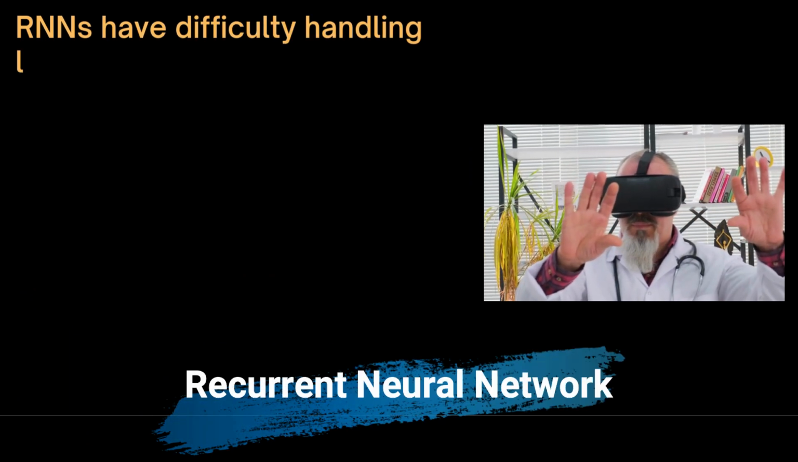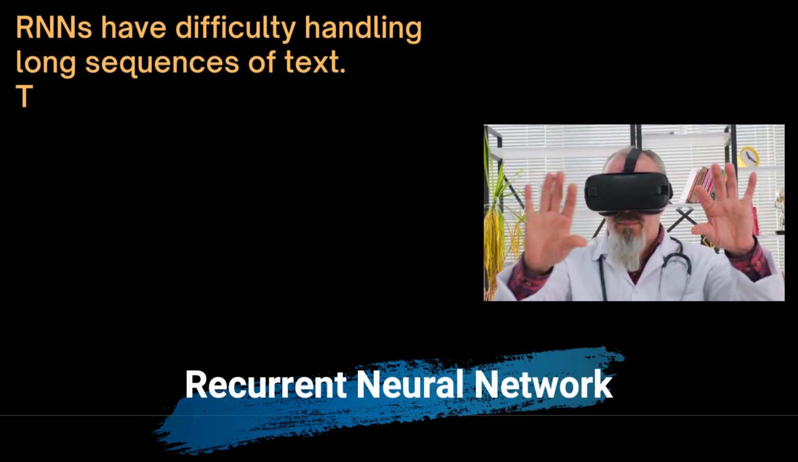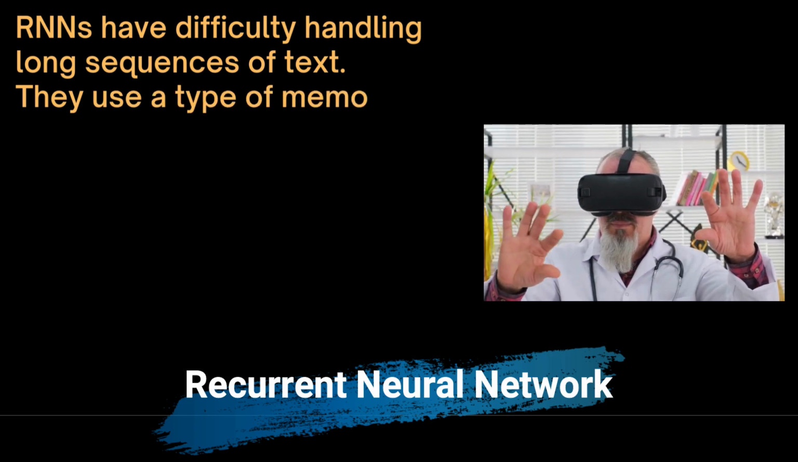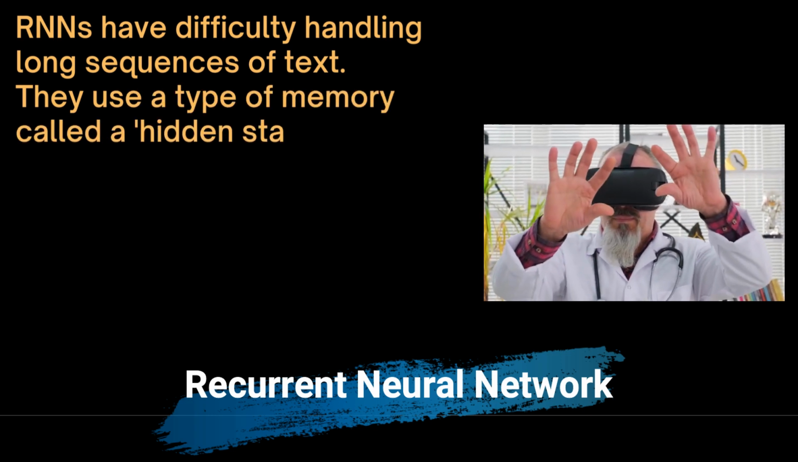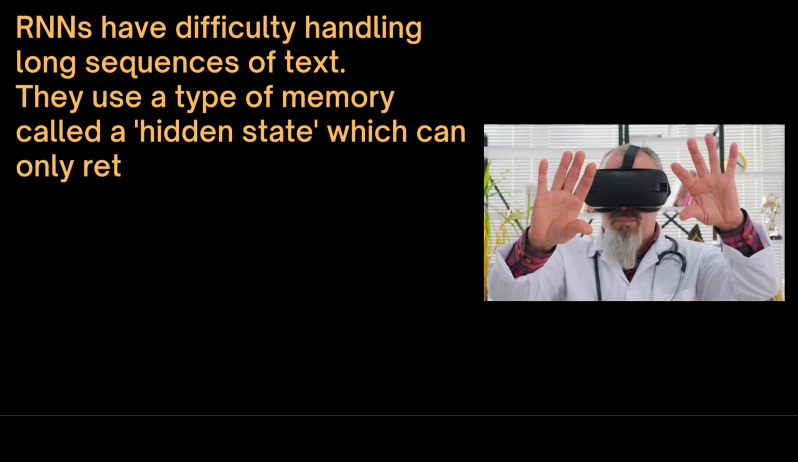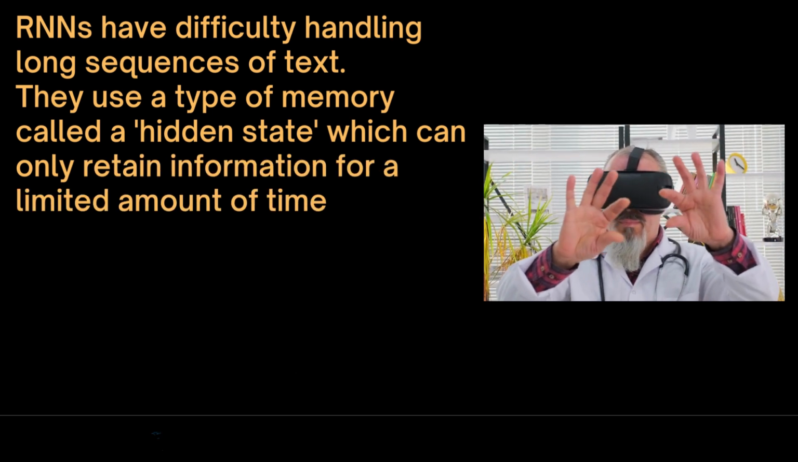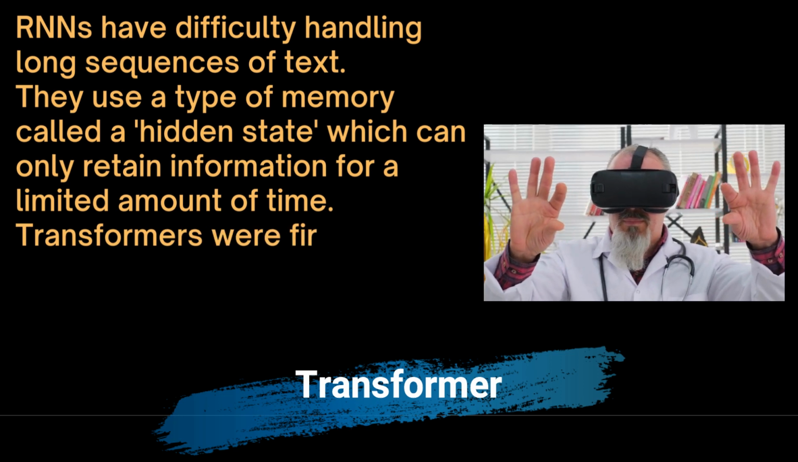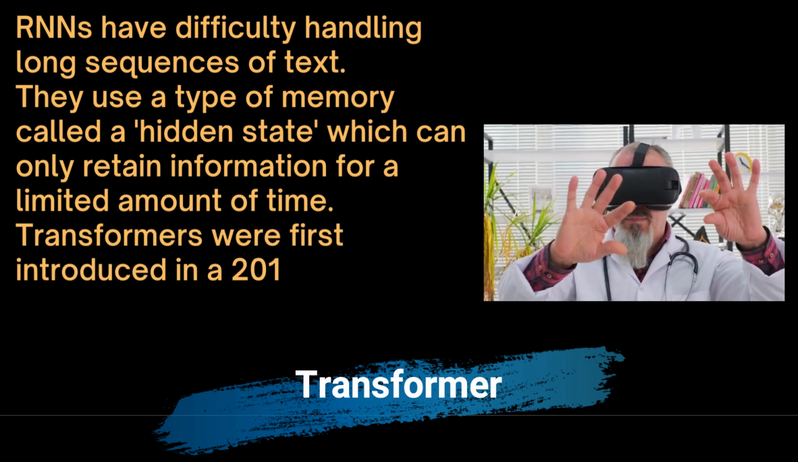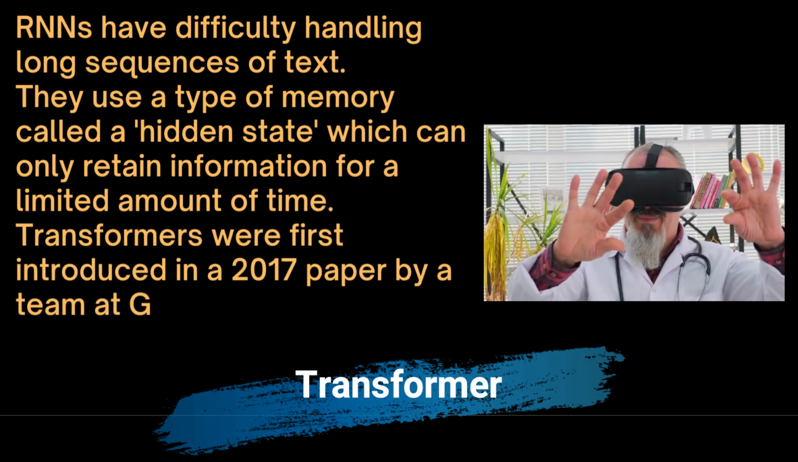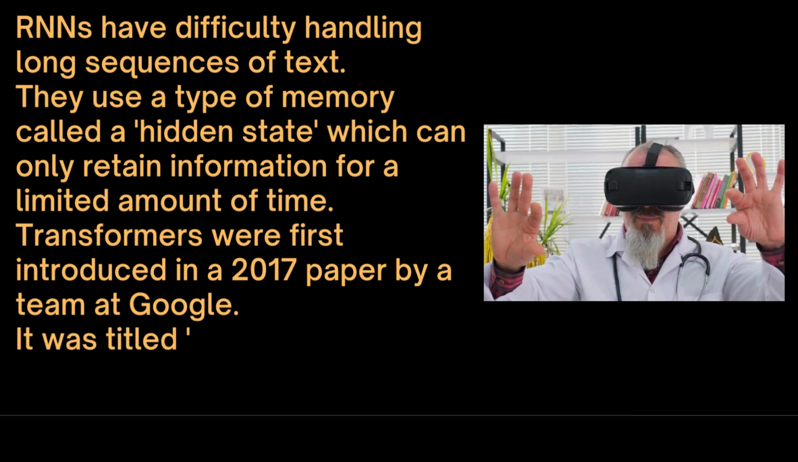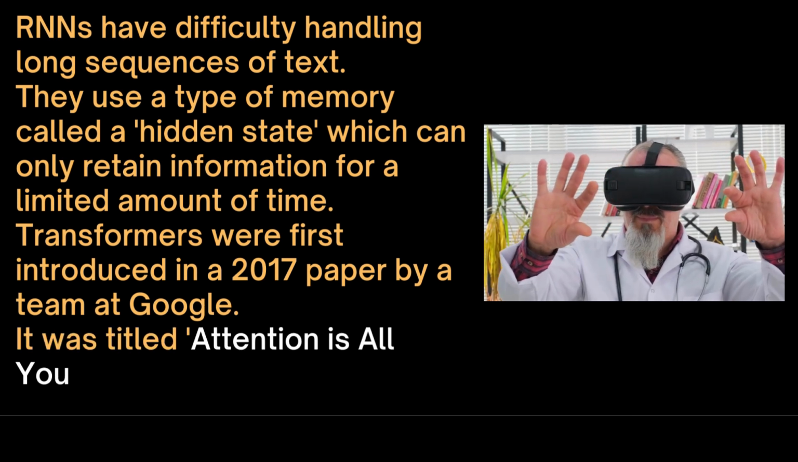Recurrent neural networks have difficulty handling long sequences of text. They use a type of memory called a hidden state, which can only retain information for a limited amount of time. Transformers were first introduced in a 2017 paper by a team at Google to address this problem. It was titled, "Attention Is All You Need."